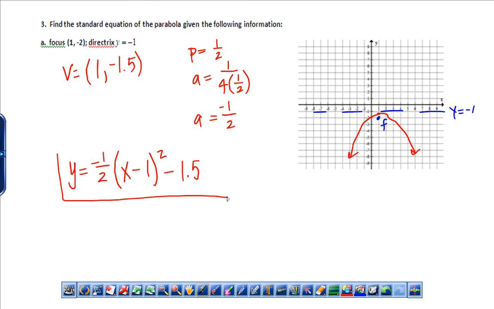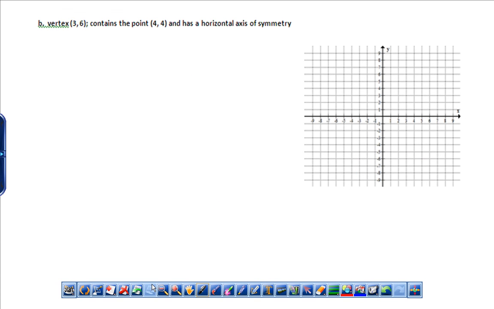And I didn't worry about my focal chord because I really didn't have to worry about graphing it. Okay, on the last one, with a vertex of 3, 6, and it contains a point 4, 4. It has a horizontal axis of symmetry. If it's got a horizontal axis of symmetry, then I know it's going to be an x equals. And I'm just going to write out this equation really quick.